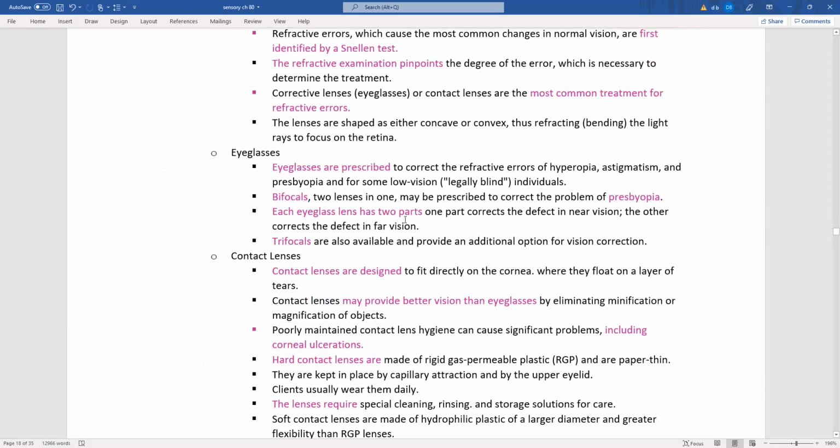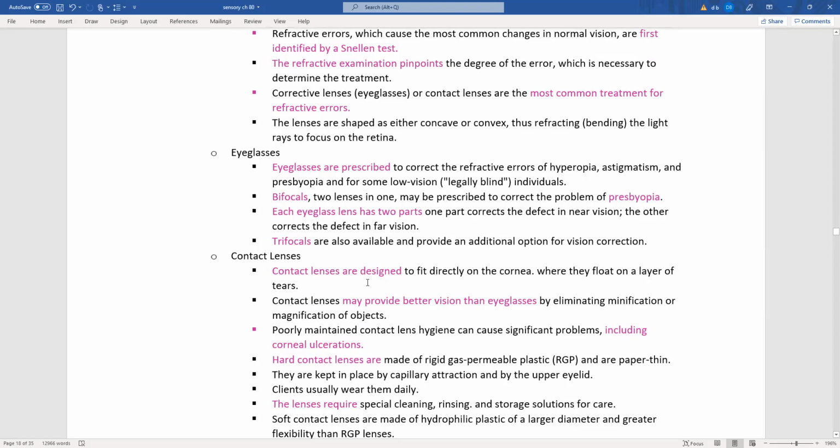Each eyeglass lens has two parts. One part corrects the defect in the near vision, and the other corrects the defect in the far vision. So remember that: two parts in each lens. Trifocals are also available and provide an additional option for vision correction.